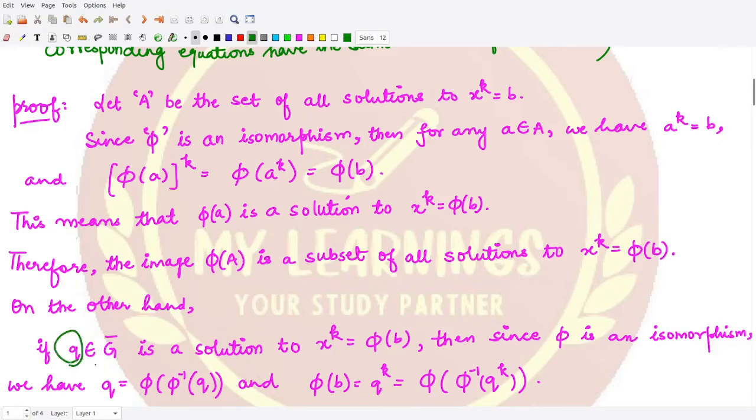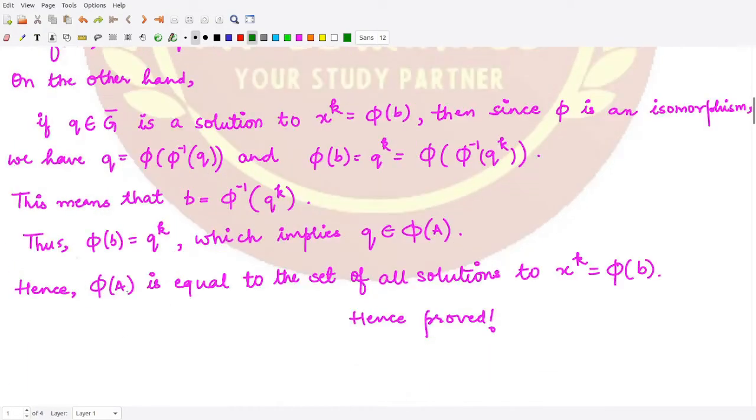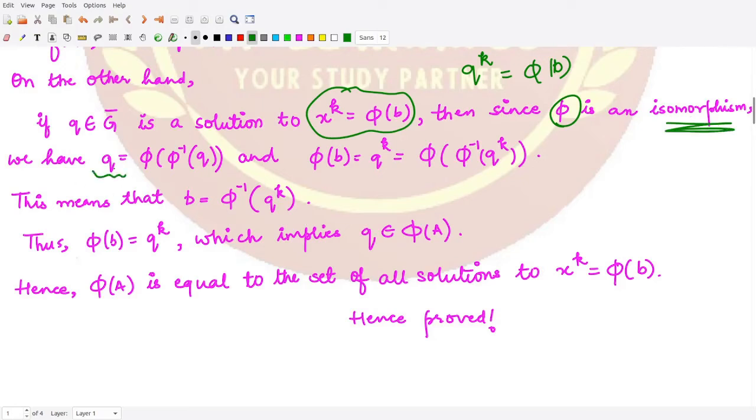So let's call that element small q. We are taking this q here, and this is a solution to our equation. Because this is a solution, it would satisfy the equation. So from here we would have q to the power k is equal to phi of b. Keep this in mind, because q is the solution to this equation, and moreover here phi is an isomorphism, so we may write q as phi of phi inverse of q, because they both cancel out each other's effect. So ultimately we would be left with q only. This is one way of representing q.